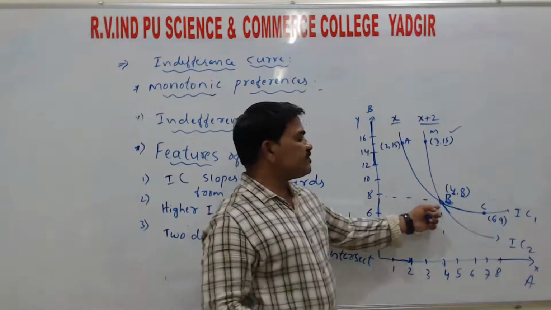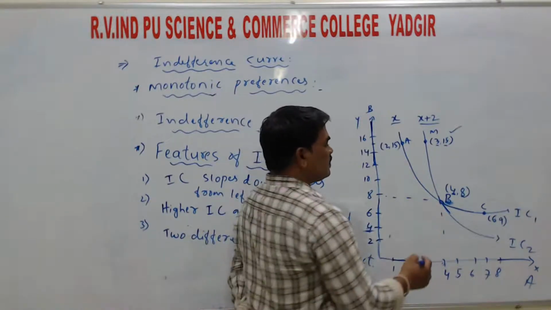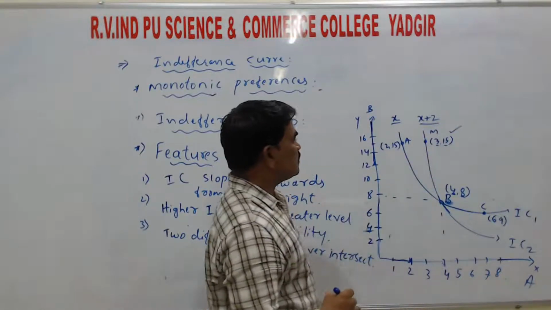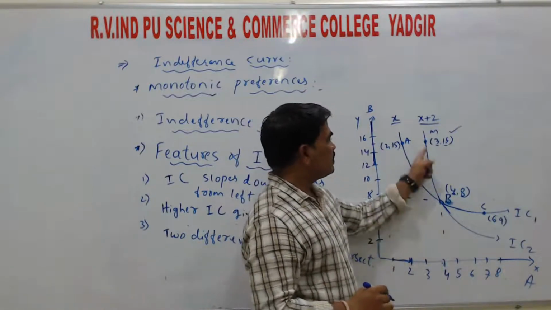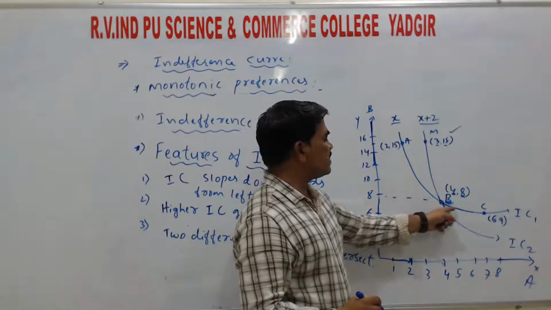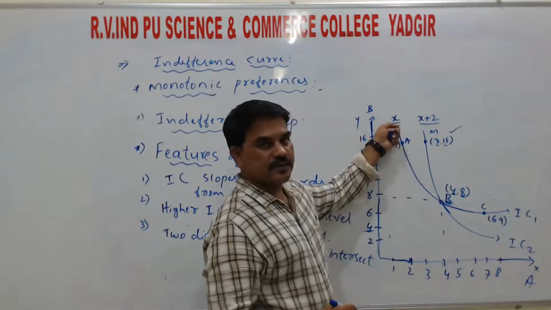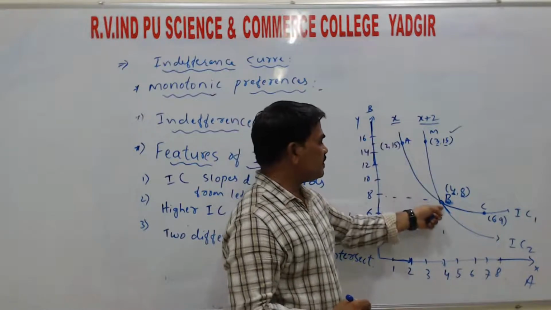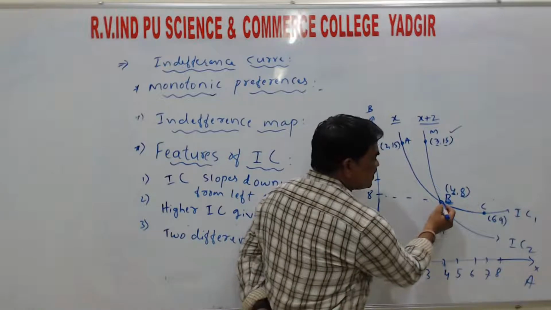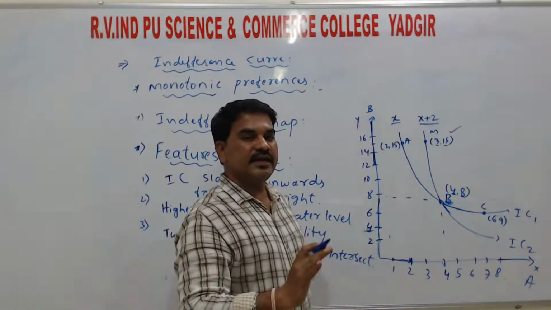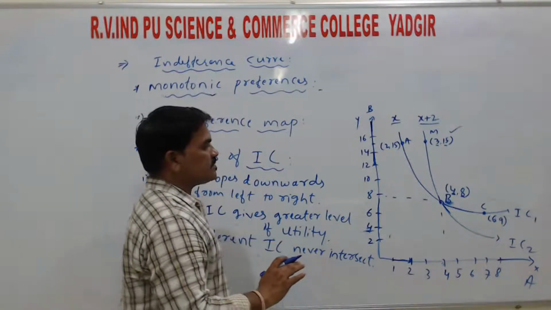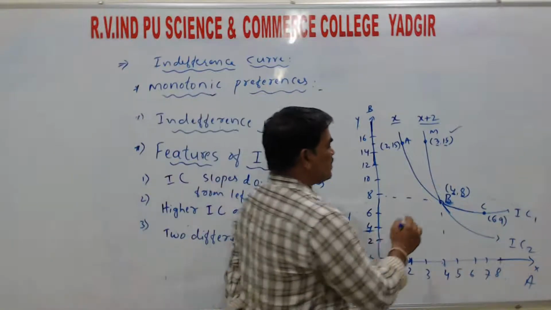So this point is on IC curve 1 and this point is on IC curve 2. So what is his satisfaction level? Whether we should consider it as X or X plus 2. Here in this curve, his satisfaction level is X plus 2, correct? If you consider this curve, his satisfaction level is X. So when we come to this point, the satisfaction level should not change. It is indifferent. The utility is indifferent.